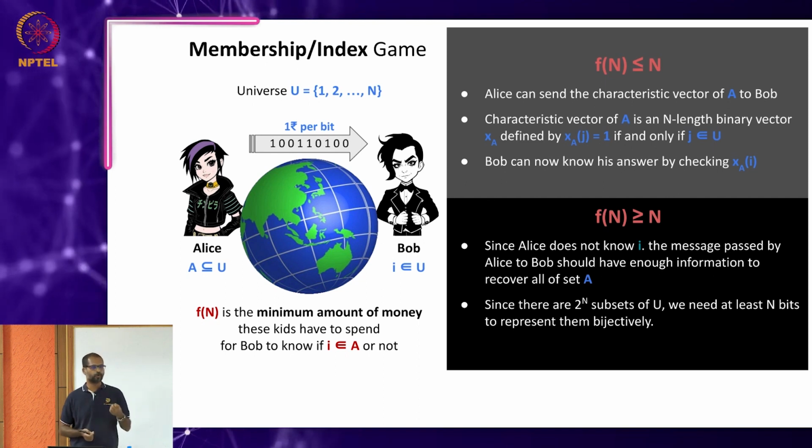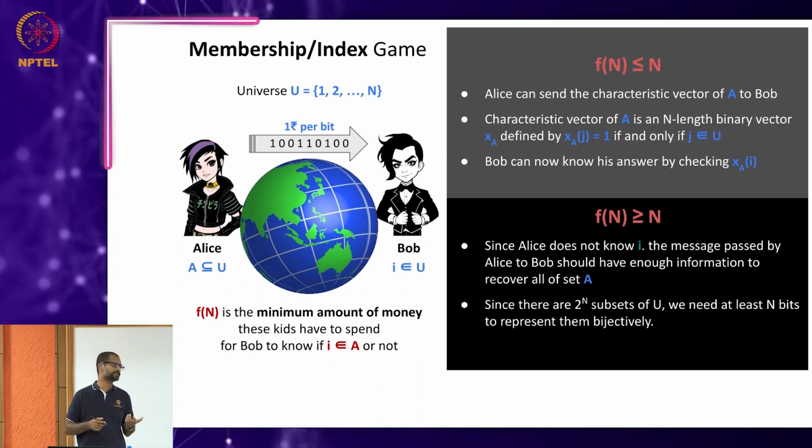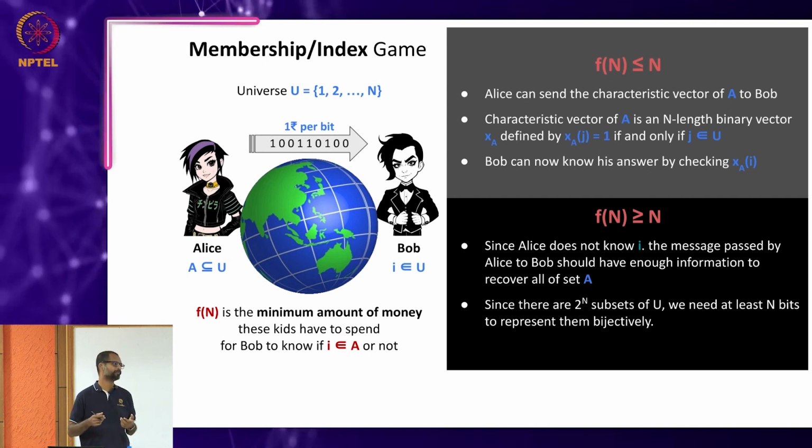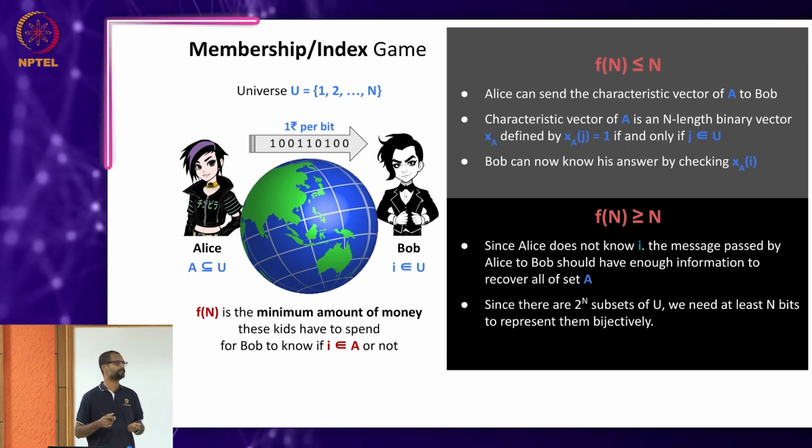For example, if you know that Alice's set has only 10 elements, then the 10 log n thing that he suggested might be the better algorithm. So we are here arguing against every possible algorithm.